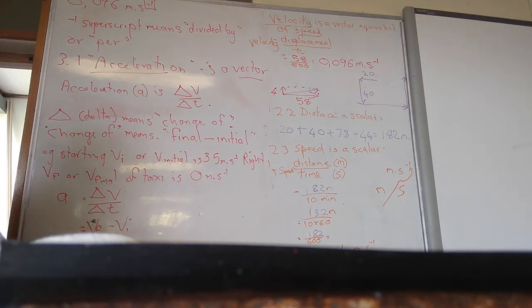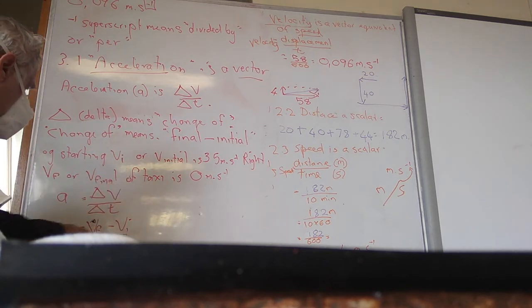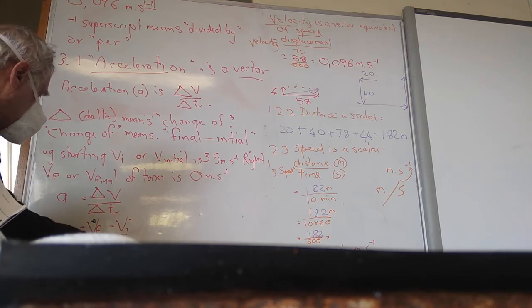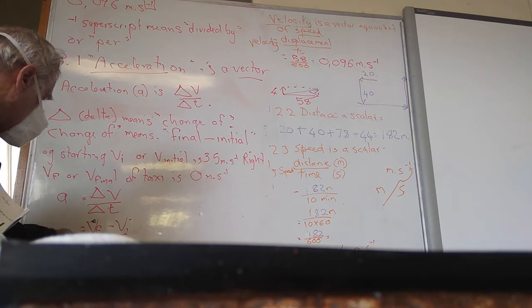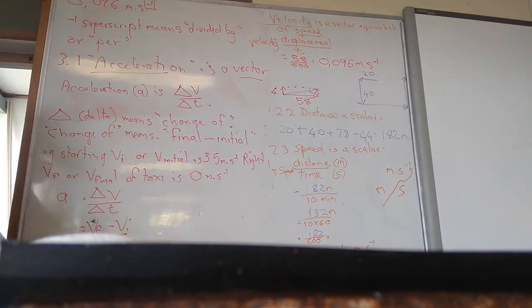What was his V final? Over 2. Over change of time. Look, change of time is time final minus time initial. But we just know it took 2 seconds, so we don't know that it was 3:45 to 3:46, or 3:45 to 3:47, sorry, it's 2 seconds. So we can just leave it like that. What was his final? 0. What is his initial?